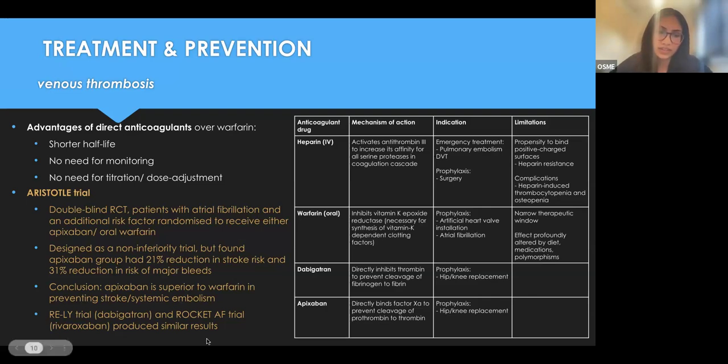And then I've included some other trials at the bottom, and they've all produced similar results. They were designed as non-inferiority trials, but they actually proved to be superior.